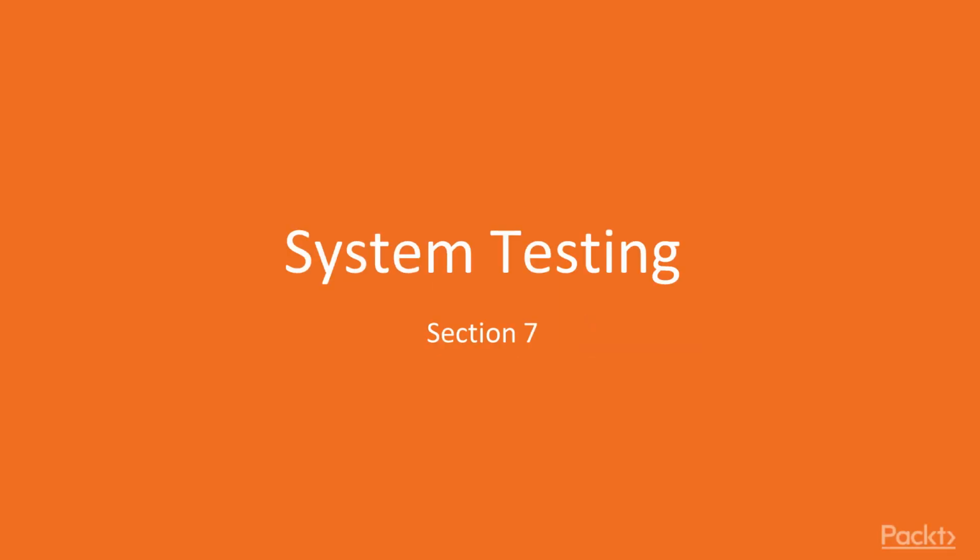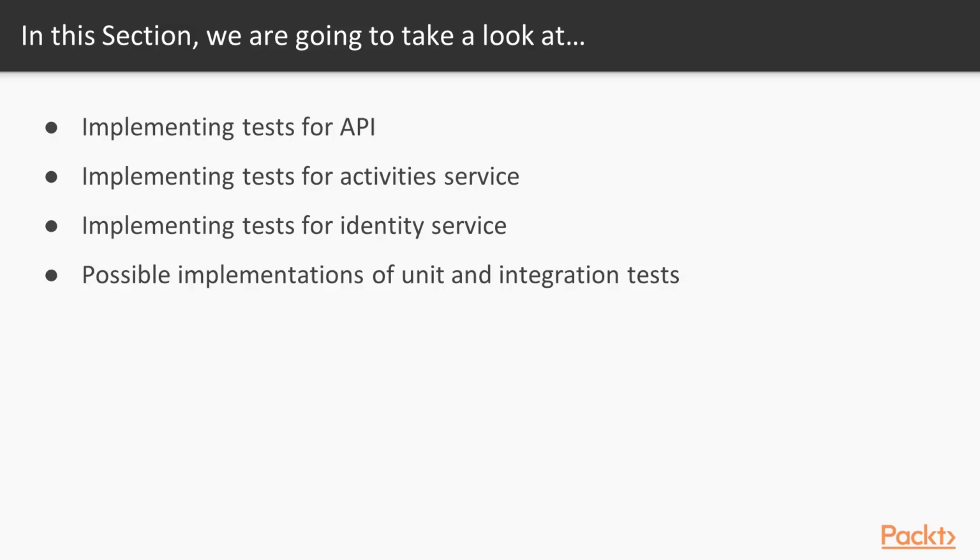Welcome to the seventh section, in which we'll focus on the system testing. In this section, we are going to take a look at implementing the tests for the API, activities and identity service. And by the tests, I mean both unit and integration, or so-called end-to-end tests. And later on, we'll discuss the other possible implementations of these tests.